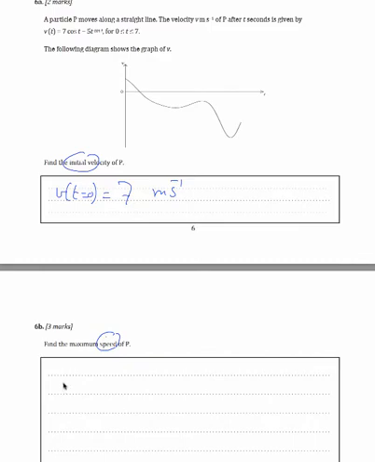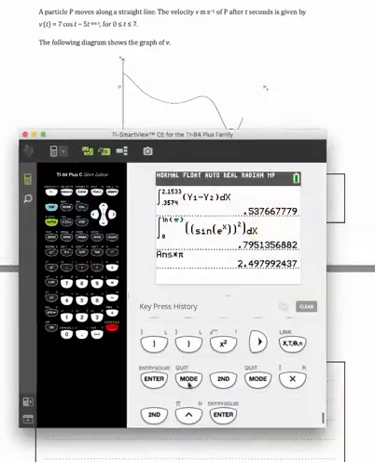So the maximum speed doesn't care about signs. So the maximum speed is the furthest this graph gets away from v0, which seems to be there. In other words, the max speed looks to be the second minimum. Now look at that ugly function. How am I going to do that? Of course, by GDC.